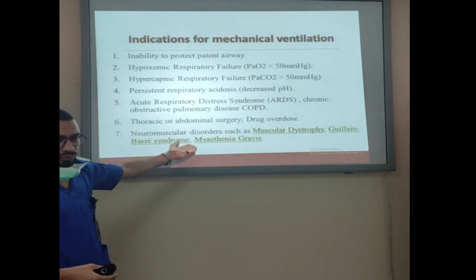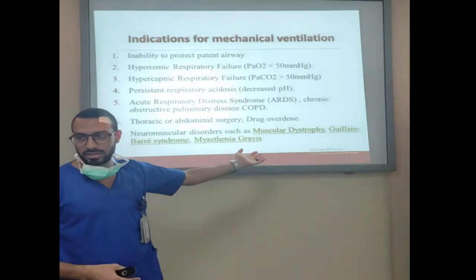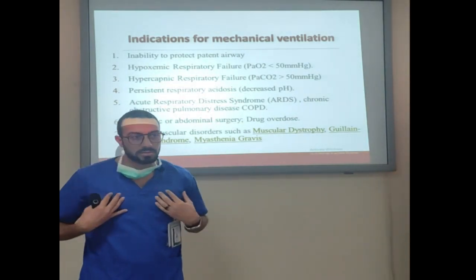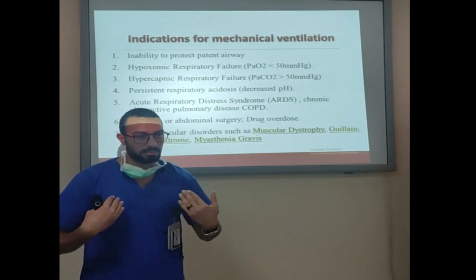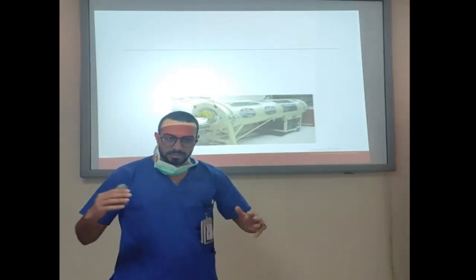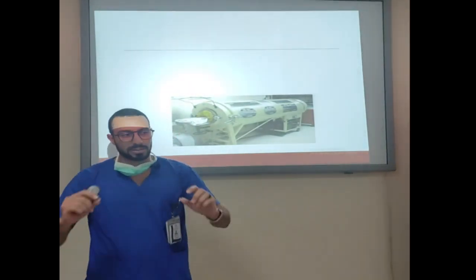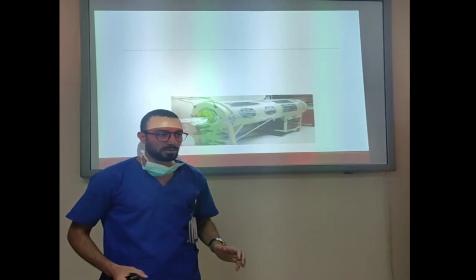Neuromuscular disorders, for sure. This is about airway or breathing. Breathing, because if the patient has neuromuscular problems, the muscles of the chest cannot do the work of breathing. So these are the kinds of indications for the ventilator. It's not all the examples, but just the main categories of the problems.